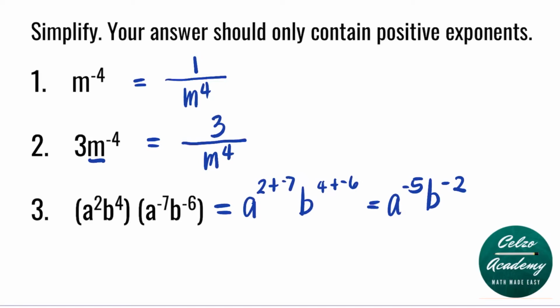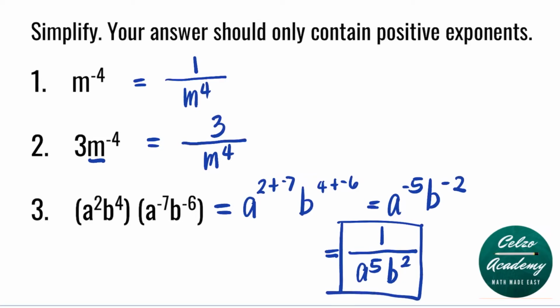And if you see negative exponents, that means it's not yet in simplest form. So we need to use the negative exponent rule. To make these negative exponents positive, we simply move them below. a to the power of negative 5 becomes a to the 5th when you move it below. b to the power of negative 2 becomes b squared when you move it below. There's nothing left on your numerator, so we write down 1. The answer is 1 over a to the 5th b squared.